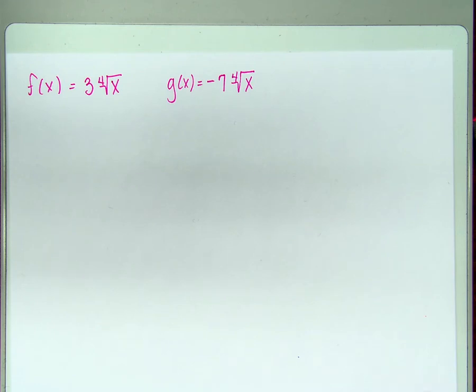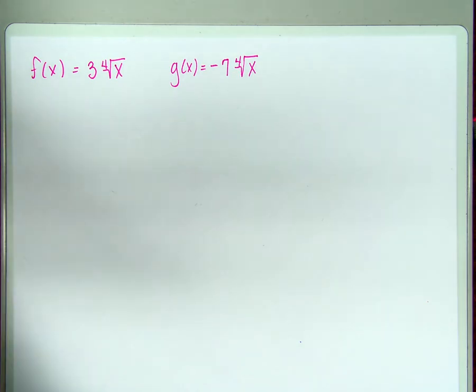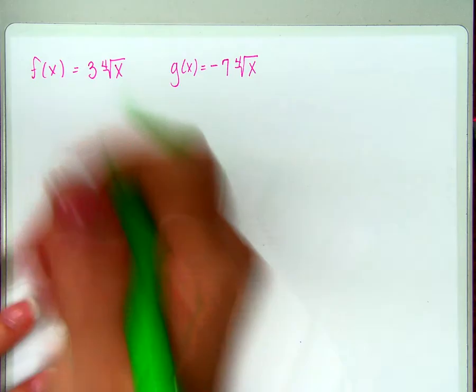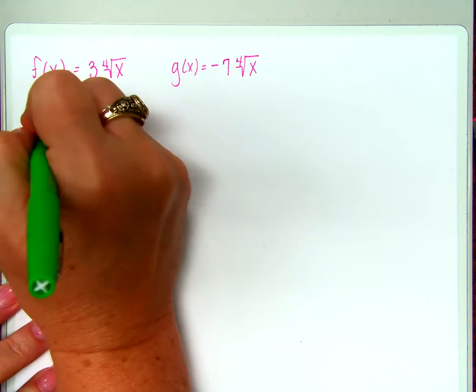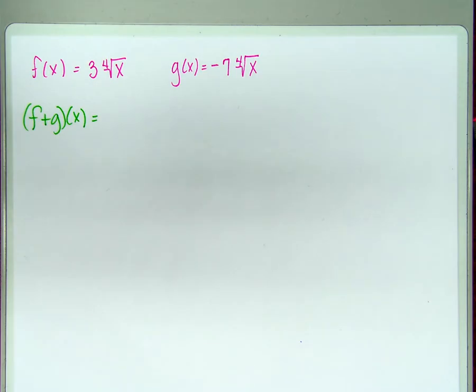Here's where I'd like to start today. If I give you f of x and g of x, there's certain things that we need to be able to do with these two functions. Okay? First thing I need you to be able to do is that. What's that want you to do?